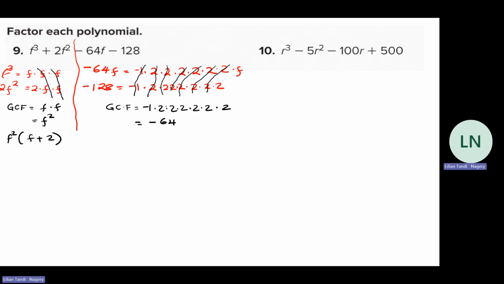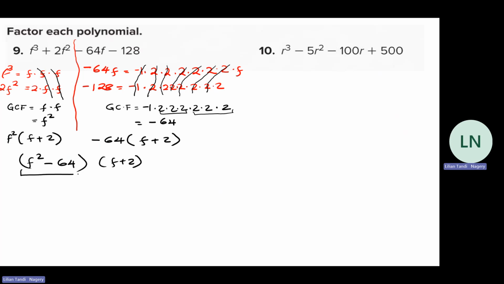How do I know? This is 8 and this is 8. 8 times 8 is 64 times negative 1 is negative 64. So right here, negative 64, F, whatever is remaining, and positive 2. Now my insides are the same, so I will write here F squared minus 64. And here I will write F plus 2.